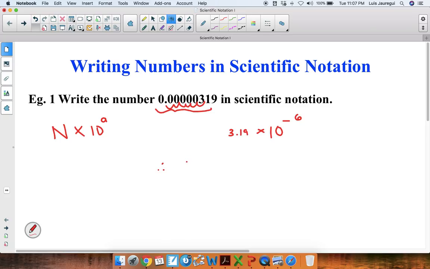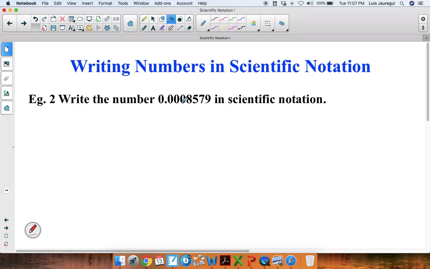Therefore, 0.00000319 is equal to 3.19 times 10 to the negative 6. Let's take a look at more examples.